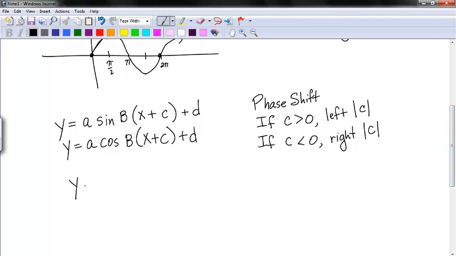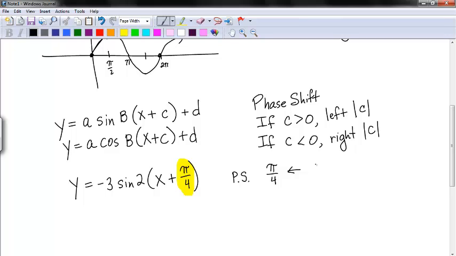So, an example. Like if I said y equals, let's just go like negative 3 sine of 2x plus pi over 4. That part is going to take the whole graph and slide it. I will probably abbreviate it just like this: phase shift, and it's going to go pi over 4. It's absolute value, so it's pi over 4, and it's going to go to the left.